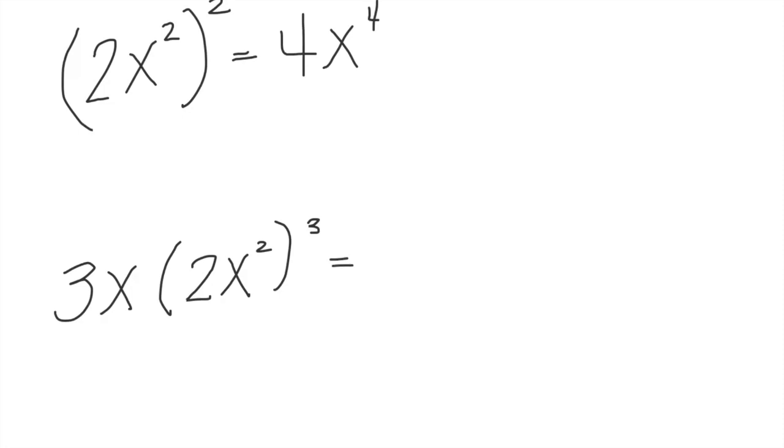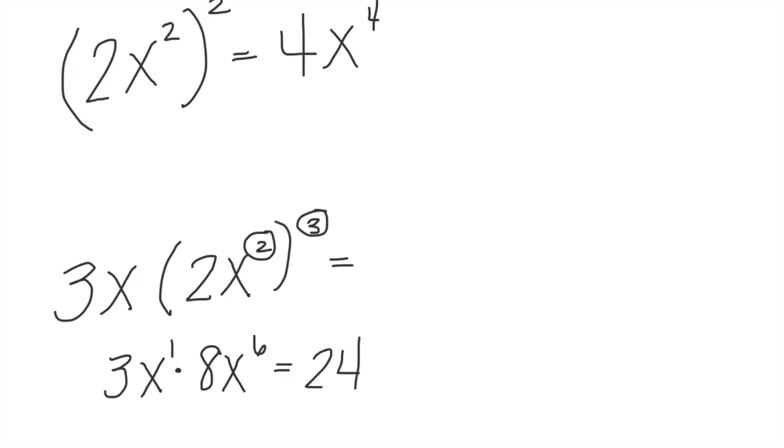And then we have this one where we start off with the parentheses. First of all, 2 cubed is 8. And then 2 times 3 is x to the 6th. And now we're going to multiply that by 3x. 3 times 8, 24. And then 1 plus 6, x to the 7th.